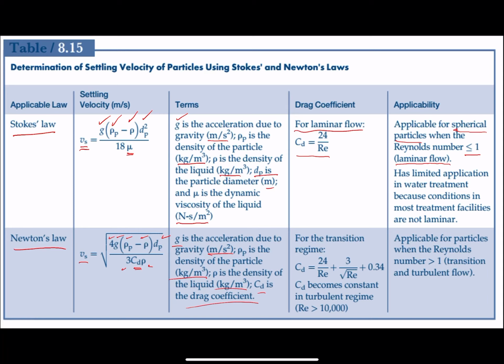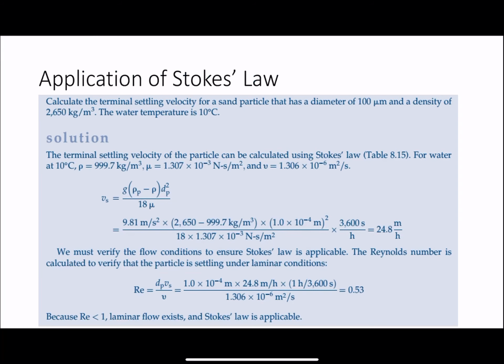Now we went from laminar and we came to transition flow. CD is according to this equation. This is from water resources, and this is a well-known equation. Of course, in turbulent flow, CD becomes constant for Reynolds number higher than 10,000. This is applicable for particles when Reynolds number is greater than 1, transition flow, and turbulent flow. Okay, let's look at this application.